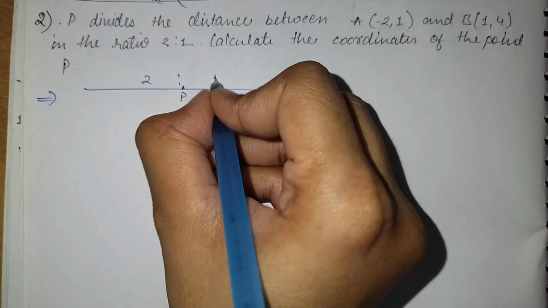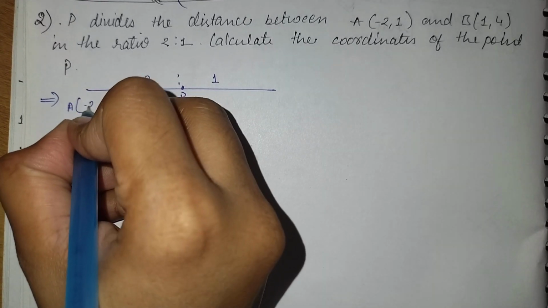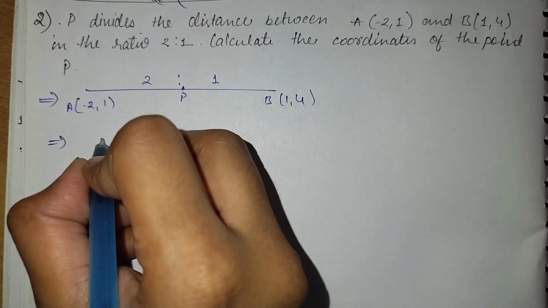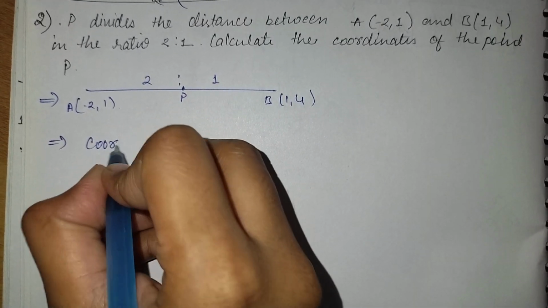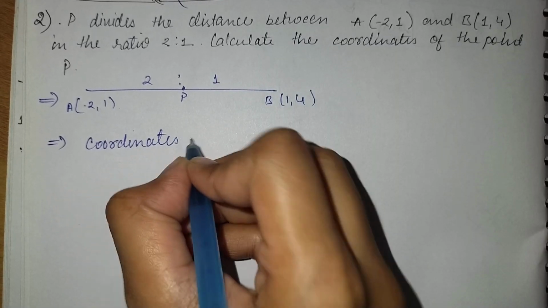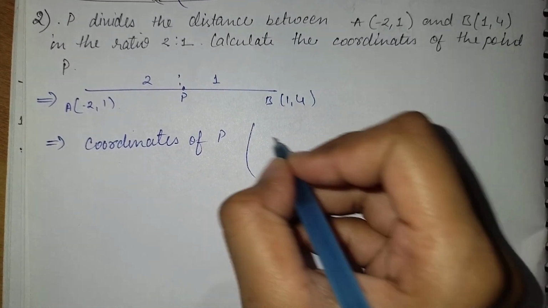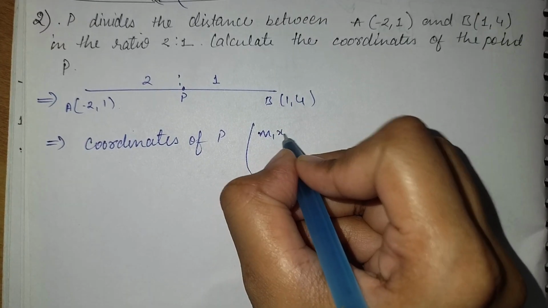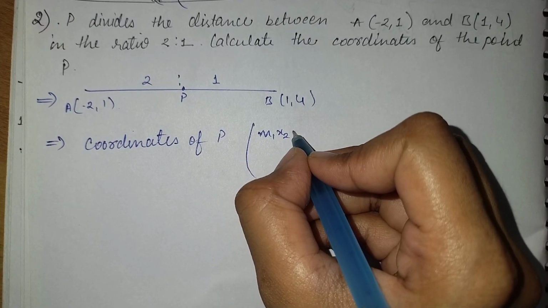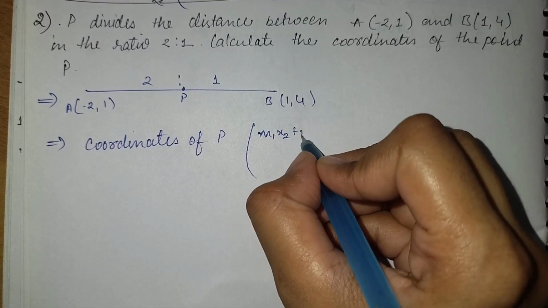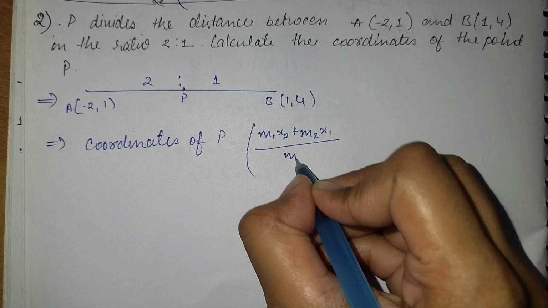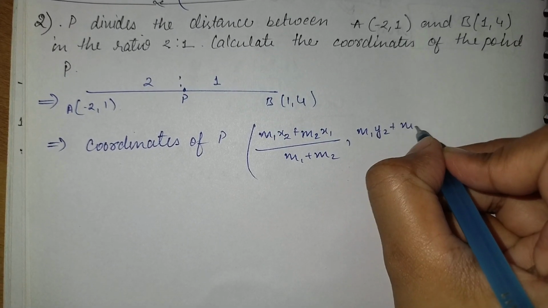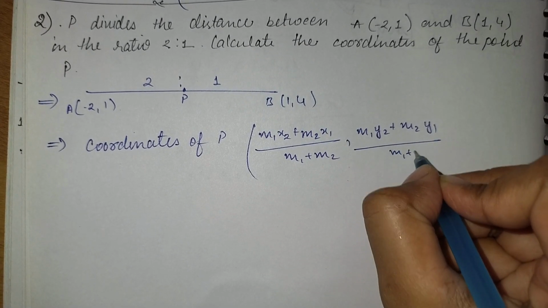This is in ratio 2:1, and the coordinates of A are minus 2 comma 1, of B are 1 comma 4. So if you want to find the coordinates of P dividing the line in 2:1, firstly the formula is (m1 x2 plus m2 x1) upon (m1 plus m2), and like this, (m1 y2 plus m2 y1) upon (m1 plus m2).